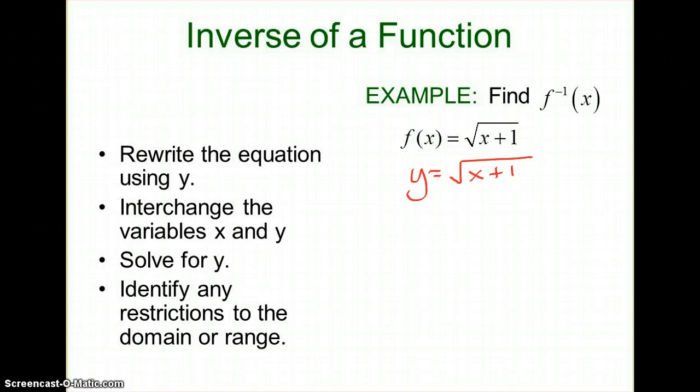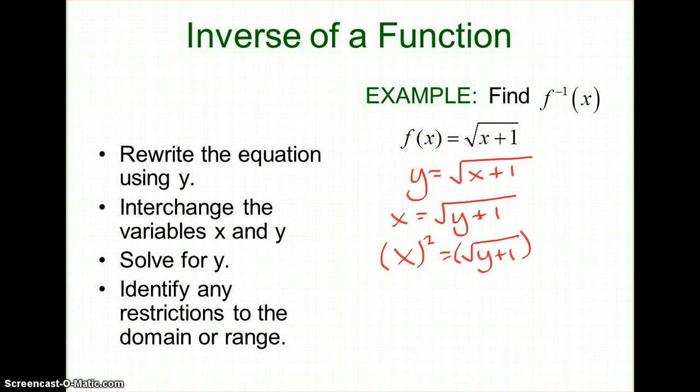Okay, so now the next thing, actually switch the x and the y. So this becomes x equals the square root of y plus 1. And now we start the solving process. So we got to figure out how do we get all this stuff and get to y here. Well, in this case, the first thing that I see that I'm going to need to deal with is this square root sign. And the way that I do that is I'm actually going to be squaring both sides.